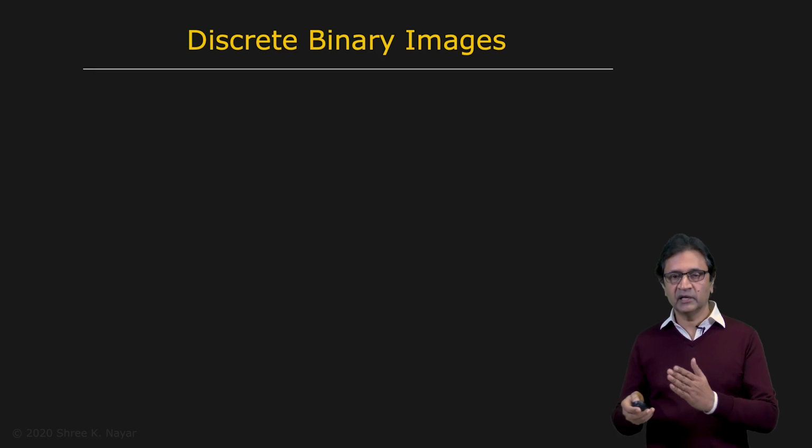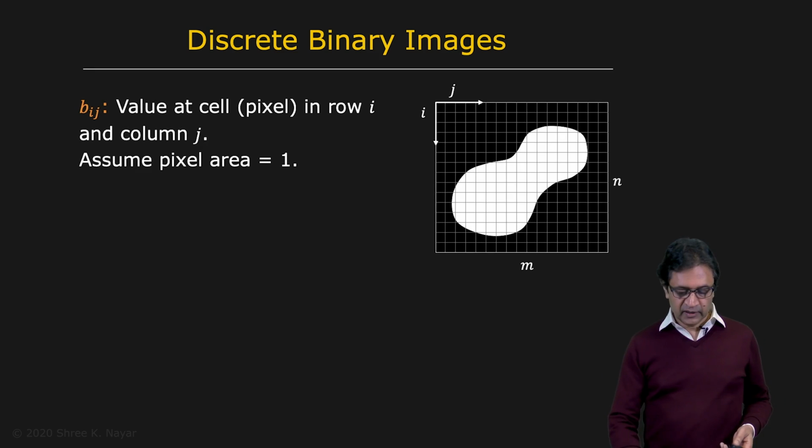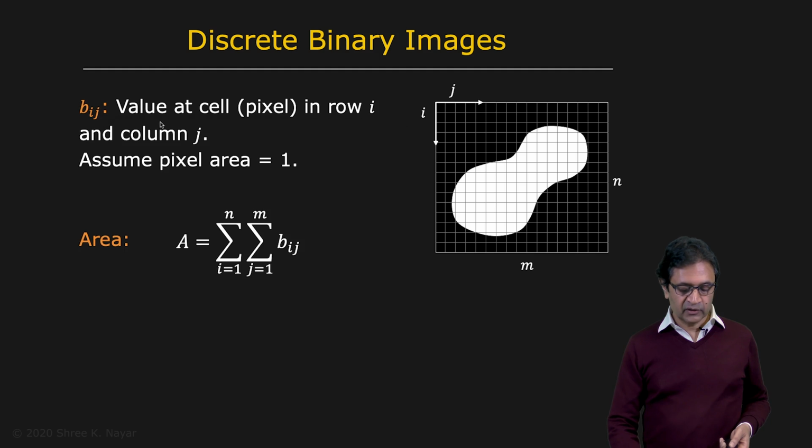Now, we know that binary images are discrete in our case. We're going to take a discrete image and then we're going to binarize it, threshold it. Here's a discrete binary image. So you see these cells here. Each cell is a pixel. A pixel has either a 1 or a 0 in it. And here you use i and j as your spatial parameters. So b_ij is a value at a pixel in the row i and column j.